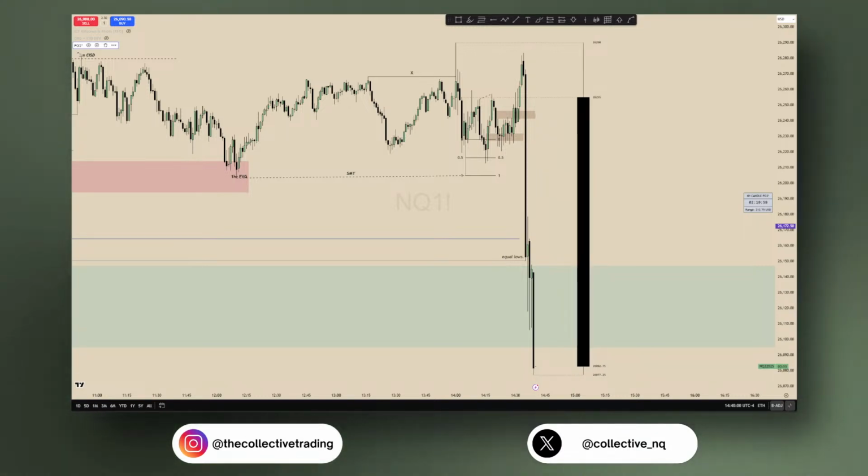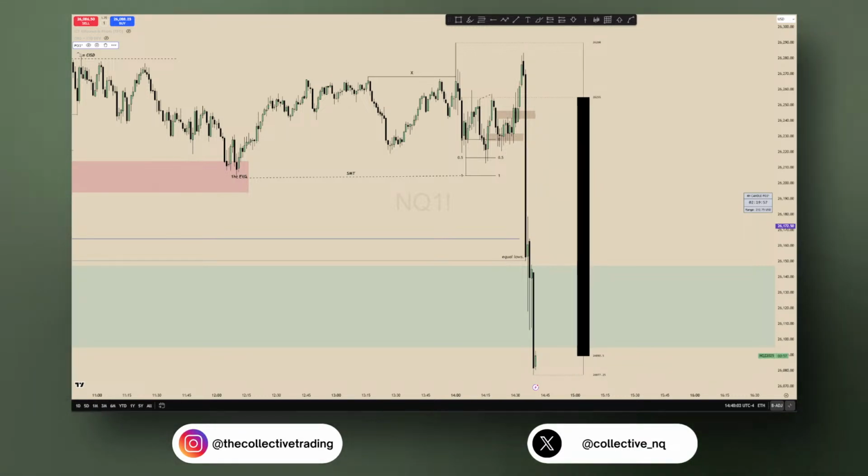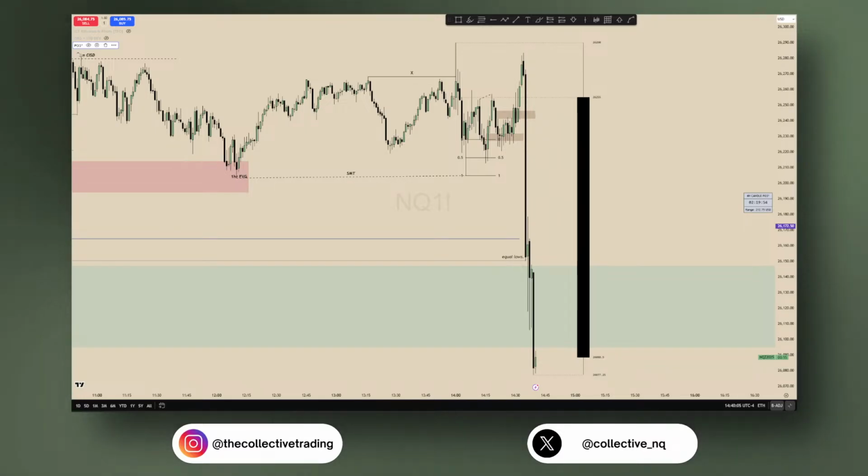Okay, YM put in equal. Oh no, it took it. YM took previous day's low. YM's actually traded back into the new week opening gap. Let's see.